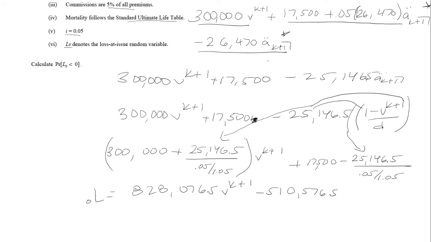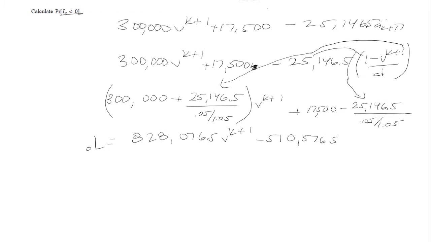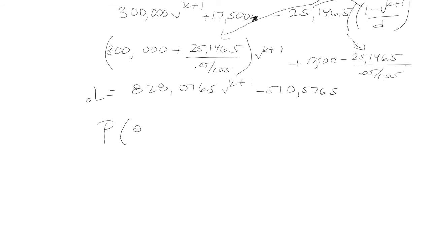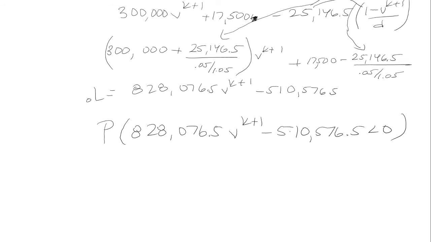Okay, the next step, we want to calculate the probability that the loss is less than 0. So let's actually write it using a probability. We want this whole loss less than 0. And for that, we're going to add the 510,000.5 to the right side and divide by 828,076.5.